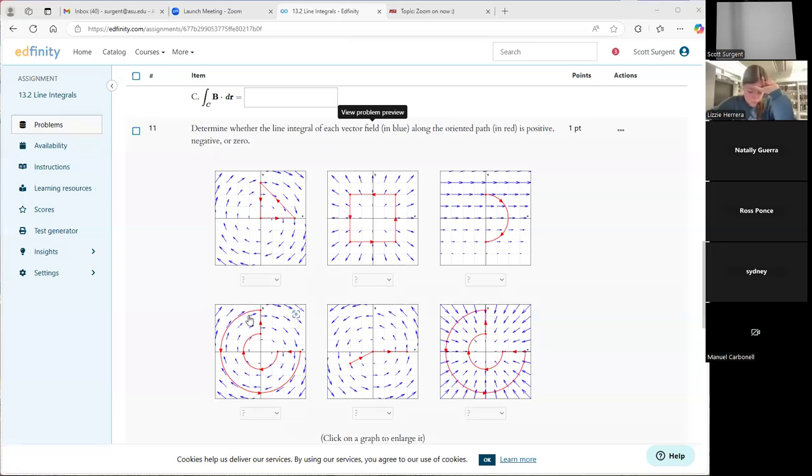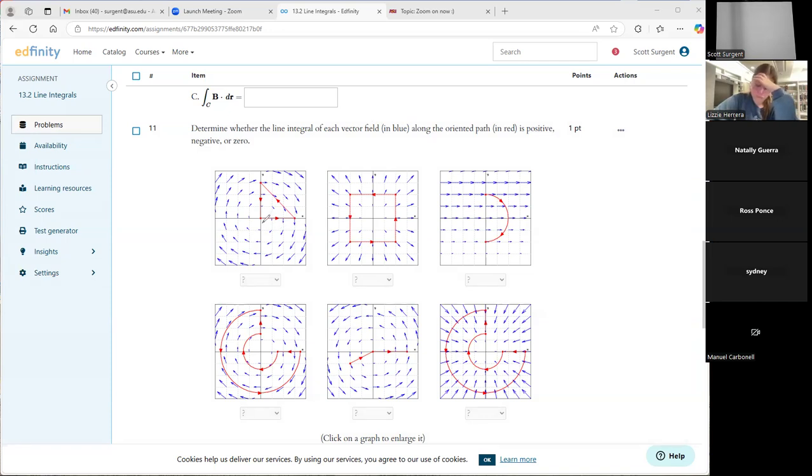Determine whether the line integral of each vector field in blue along the oriented path in red is positive, negative, or zero. So you're looking for, do the blue arrows generally work with the red arrows or against, or zero, or do we have equal parts canceling? And so again, let me bring up my little annotator.